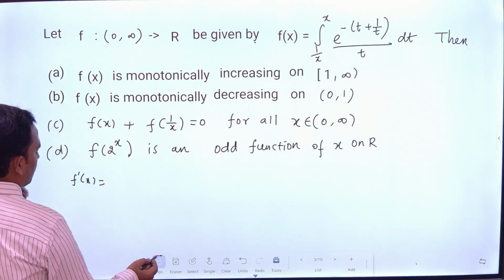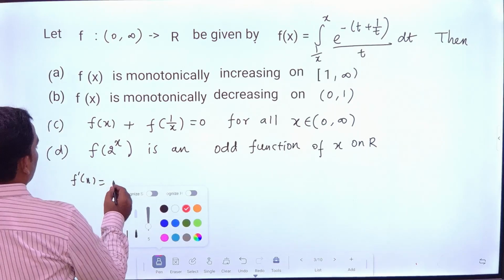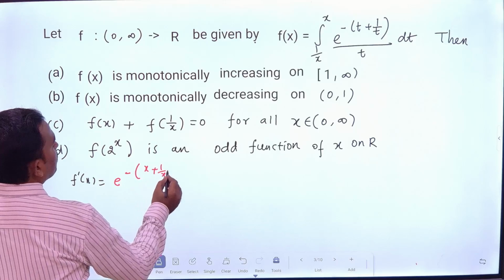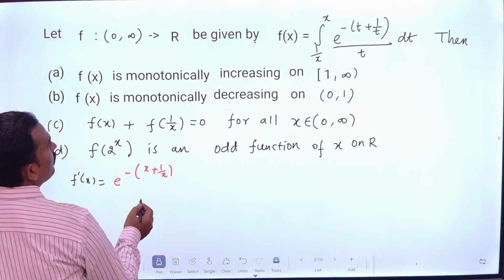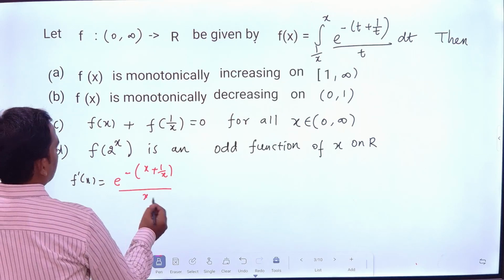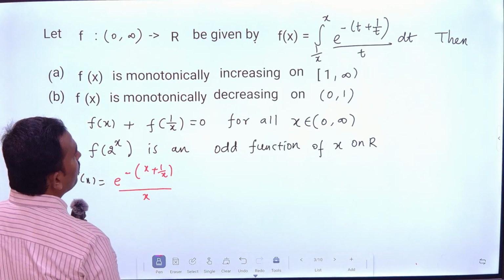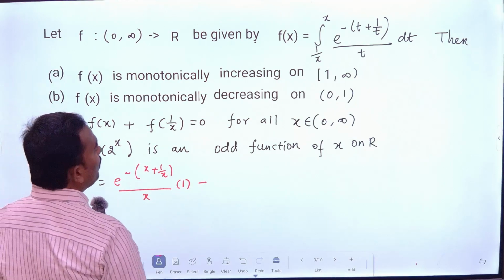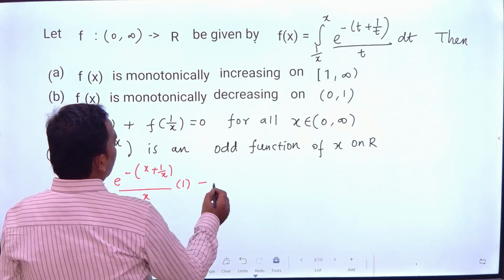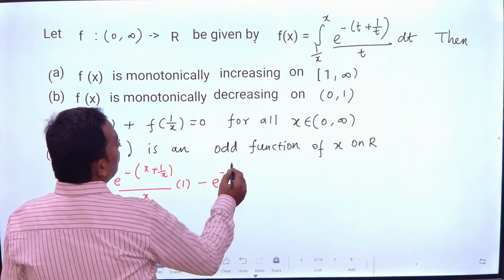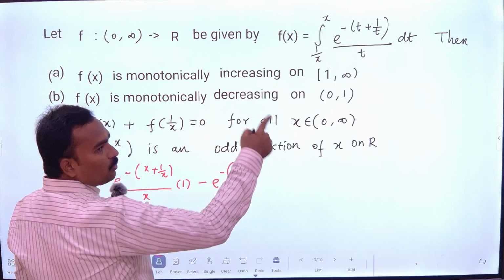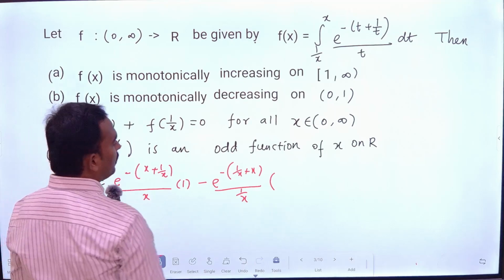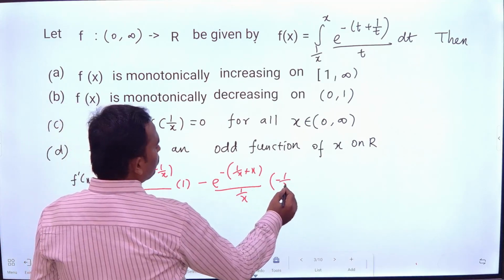You can apply the upper function. What is upper function here? E power minus x plus 1 by x. This is upper function, you substitute and differentiate the x, you will get 1, no problem. Next, minus lower function you can apply. What is lower function? E power minus 1 by x plus 1 by 1 by x, that will be x, whole divided by 1 by x. If you differentiate this function, 1 by x differentiation is what? Minus 1 by x square, right?